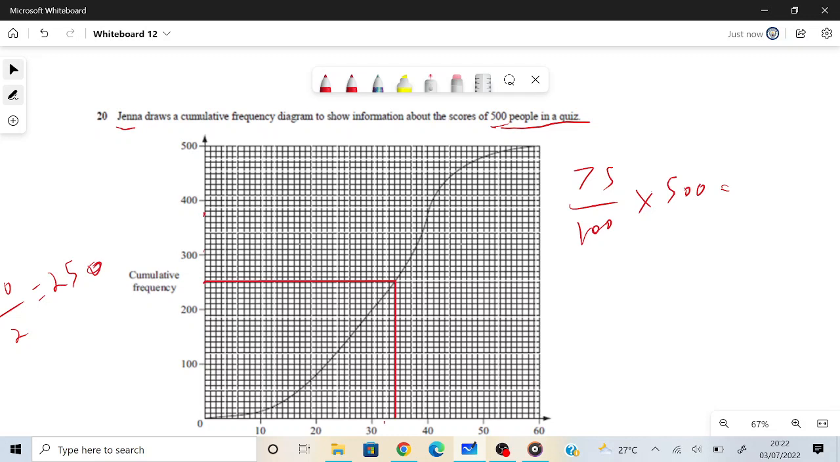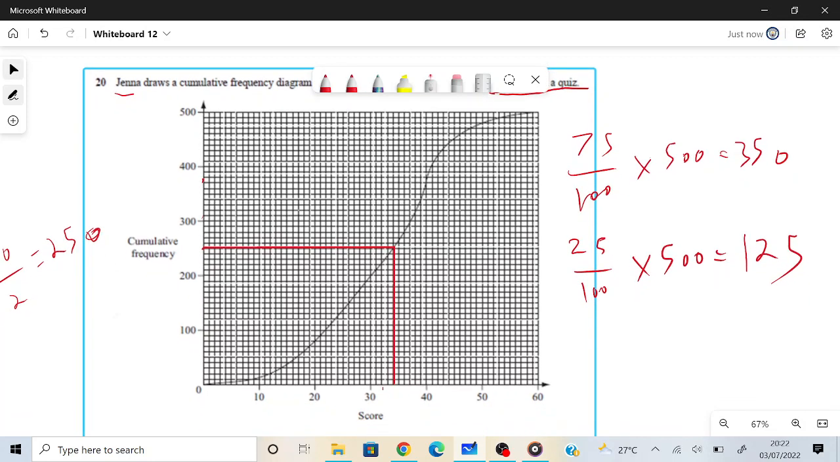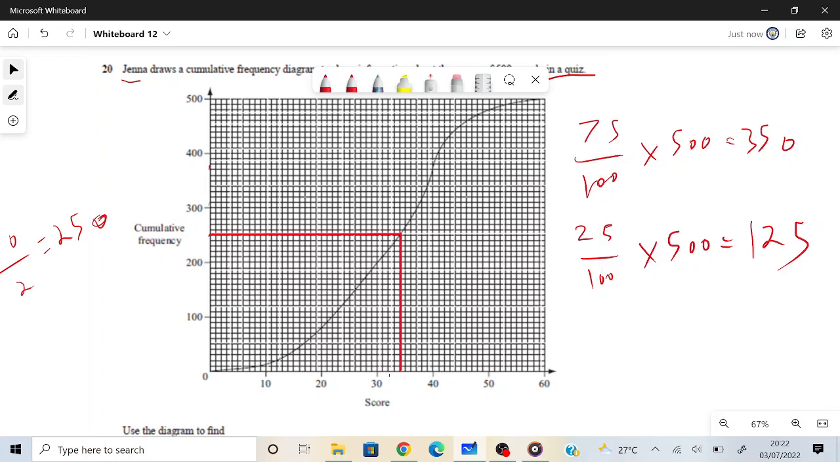And then the lower quartile is 25 over 100 times 500. And doing the one for the lower quartile, you should get 125. So 125, 120, and 130, somewhere there. Yep, around about somewhere there.